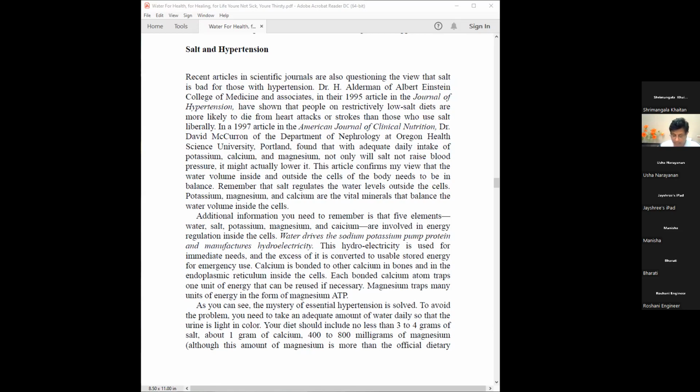Additional information you need to remember is that 5 elements: water, salt, potassium, magnesium, and calcium are involved in energy regulation inside the cells. So production of ATP is the result of water and calcium, right? So that is the storehouse of energy inside the cell. Now if these trace minerals are not there, then the energy storage capacity of the cell starts to get compromised.